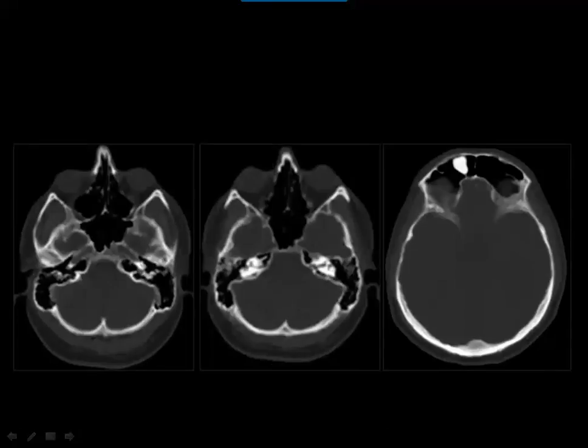Then going up, you will see the ethmoidal air cells and the sphenoidal sinus, the lateral orbital wall and the nasal bones. Then you see the orbit, the sphenoid sinus and then the ethmoidal air cells. And finally you come to the frontal sinuses. This is the left compartment, the right compartment, and there is a small osteoma on the right side.